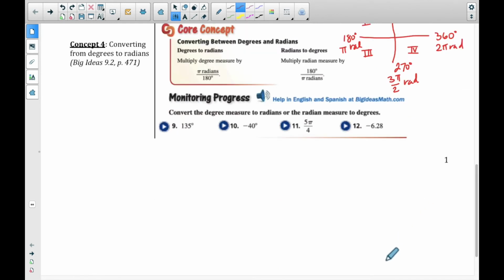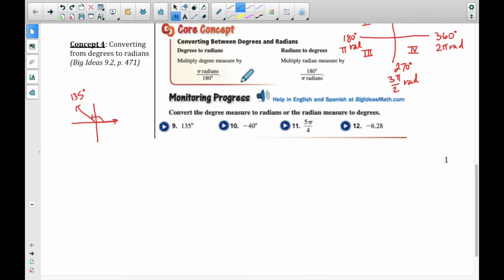Now, it does not ask you to draw a diagram, but sometimes I think it's helpful to draw a diagram. So I'm just going to draw this to see where we're at. If I went 135 degrees, that would be 45 more than 90. So this would be my 135 degree angle. I have to think about, okay, where is that then in terms of radians? And so that's what we're going to do here.